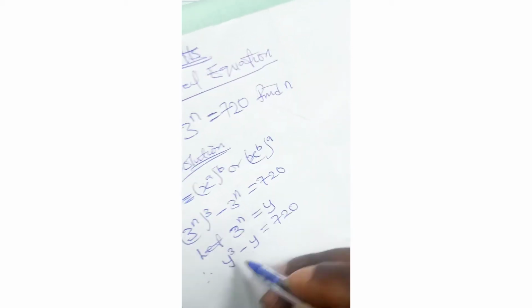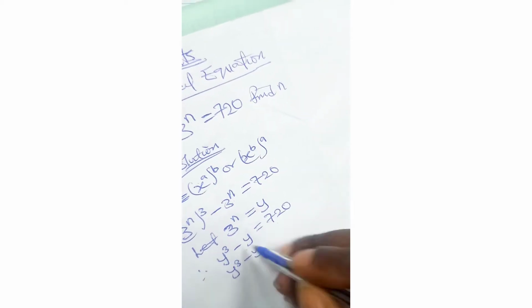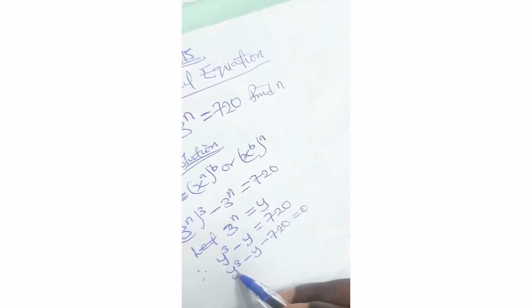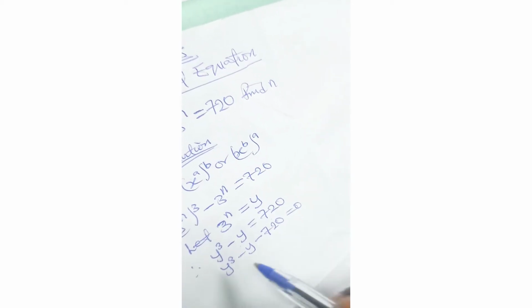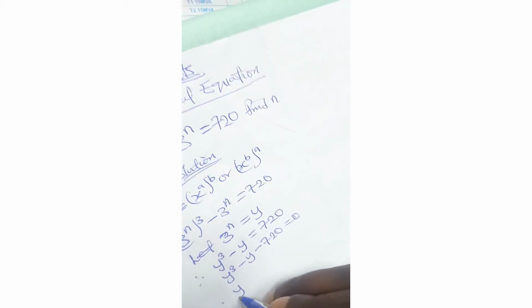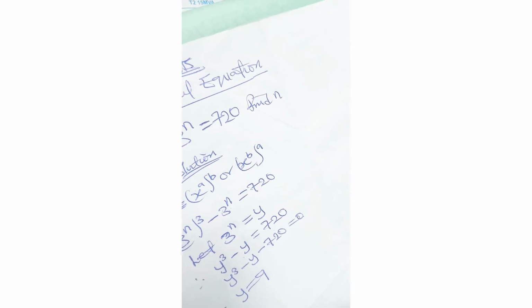Or let's do it this way. Let's make it like this. So let's take this one in. You are going to have y raised to power 3 minus y minus 720 is equal to 0. So let's look for a number that we use to represent y, and when we slot it in this equation, is going to give us 0. A good example of such a number that we can use, let's say y is equal to 9. Let's see what will happen when we say y is equal to 9.